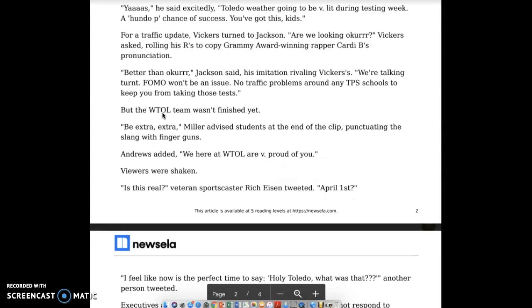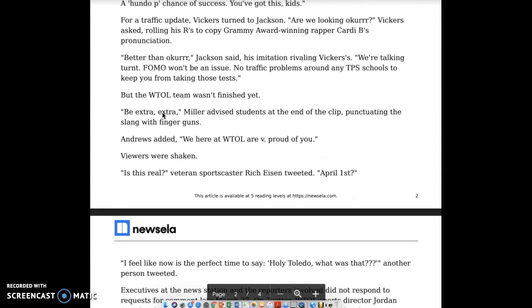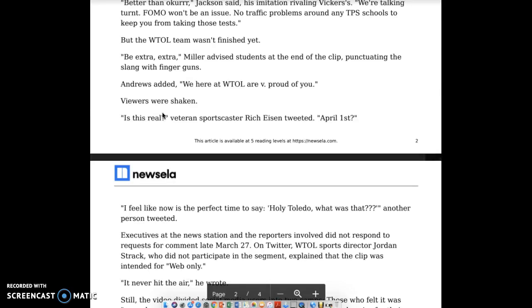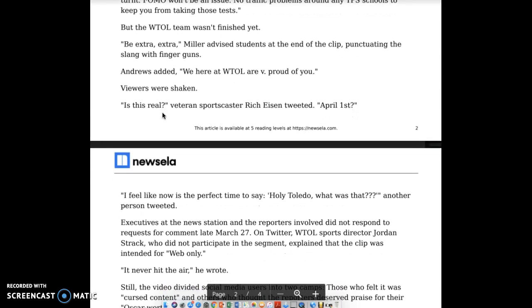For a traffic update, Vickers turned to Jackson. "Are we looking occur?" Vickers asked, rolling his R's to copy Grammy award-winning rapper Cardi B's pronunciation. "Better than occur," Jackson said, his imitation rivaling Vickers. "We're talking turnt. FOMO won't be an issue. No traffic problems around any TPS schools to keep you from taking those tests." But the WTOL team wasn't finished yet. "Be extra," Miller advised students at the end of the clip, punctuating the slang with finger guns.